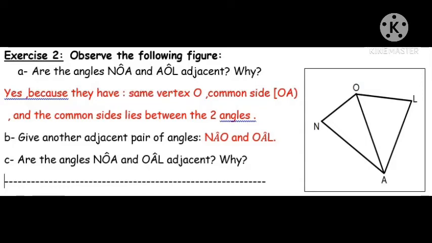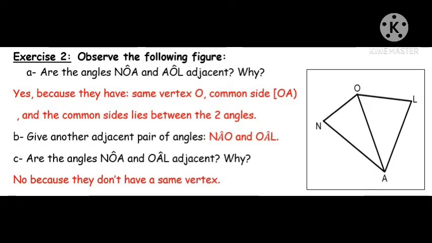Okay, the last question. Are the angles NOA and OAL adjacent? And why? Look at the figure. NOA, its vertex is O. OAL, its vertex is A. So are they adjacent? No, because they have different vertices. They must have a common vertex to be adjacent angles. So these two angles are not adjacent angles.